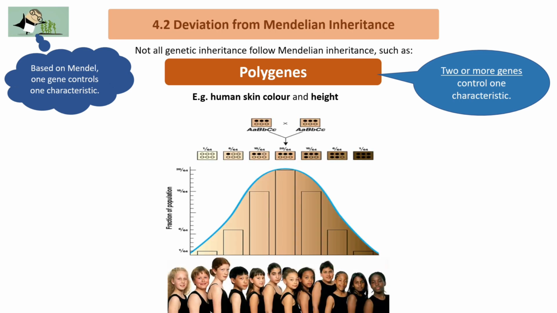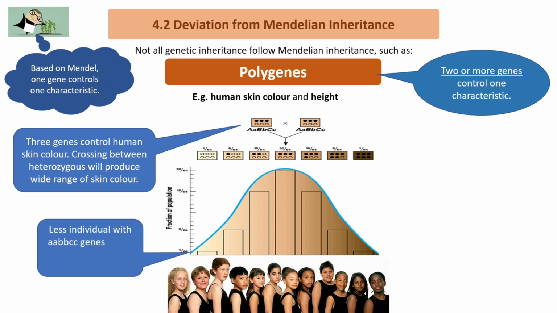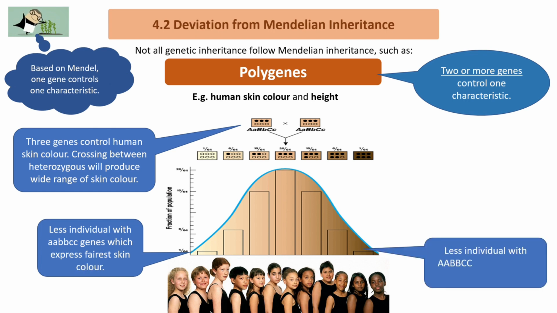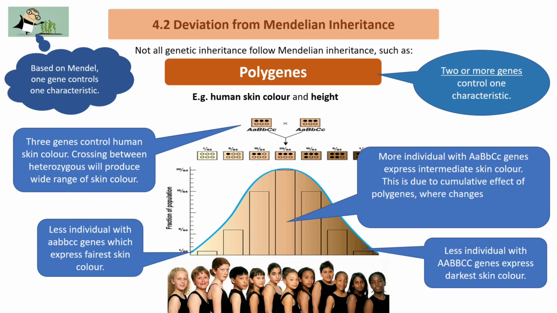Let's look at this diagram which uses human skin color as an example. There are 3 genes controlling human skin color. Crossing between heterozygous will produce a wide range of skin color. Fewer individuals with homozygous recessive genes express the fairest skin color, and fewer individuals with homozygous dominant genes express the darkest skin color. Meanwhile, more individuals with heterozygous genes express intermediate skin color. This is due to the cumulative effect of polygenes, where changes in one gene will affect the phenotype, therefore a wide range of phenotypes are produced.